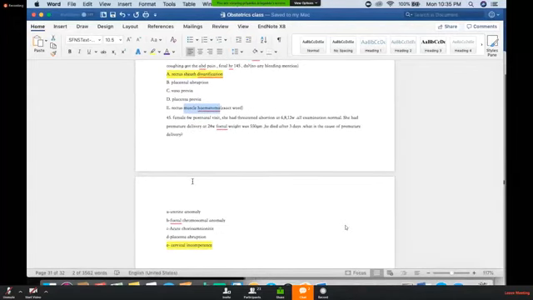Next, a female at her 6 weeks postnatal visit. She had threatened abortion at 6, 8, and 12 weeks. All examinations are normal. She had premature delivery at 24 weeks. Fetal weight was 550 grams. He died after 3 days. What is the cause of premature delivery? So here the key point to note is 24 weeks. What is the common cause of fetal death or preterm delivery in the second trimester?